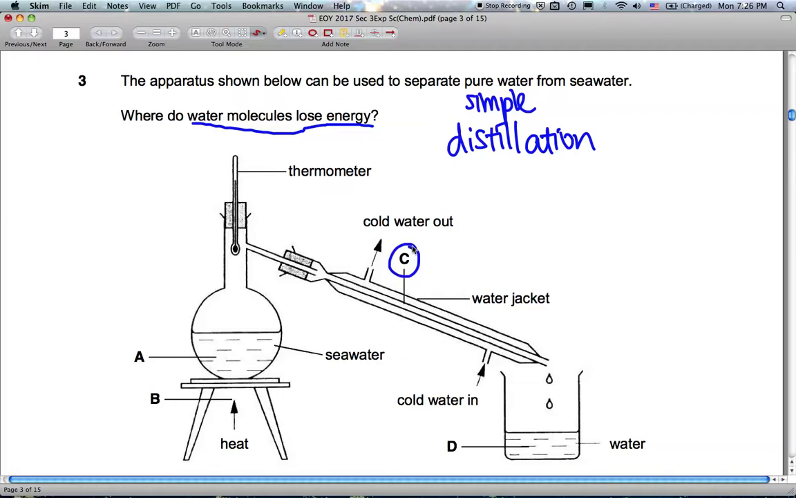So let's take a look at why the others are wrong. In this case, water molecules are not present in B, so B is out. A involves boiling of the seawater, so they are actually gaining heat. So they do not lose energy at A. And lastly, D is already water, and therefore it does not lose energy further since it's already converted to liquid state. So D is out. So the answer here in this case is C.